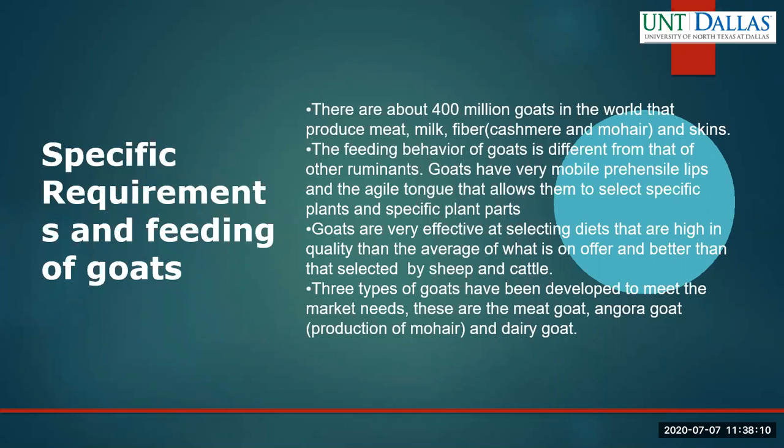So feeding behavior of goats is much different from that of other ruminants. They have more mobile prehensile lips and an agile tongue that allows them to select specific plants and specific plant parts. Goats utilize a bipedal stance to obtain the desired feed, and even climb into shrubs and trees to obtain feed.